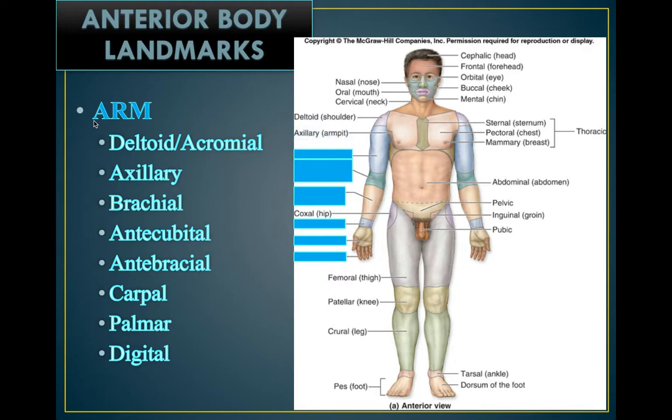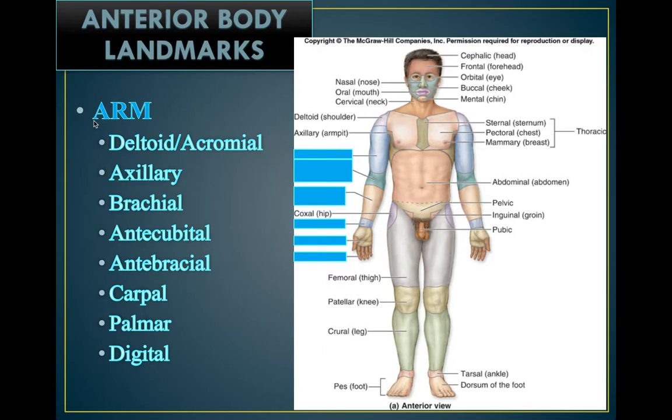Axillary means armpit. Oh, sorry. Let me address the deltoid / acromial. We're going to learn it as the deltoid. When we cover the skeletal system, we'll talk about a component that makes the shoulder joint called the acromial process. So if we associate acromial to that deltoid region, it might be helpful for later.